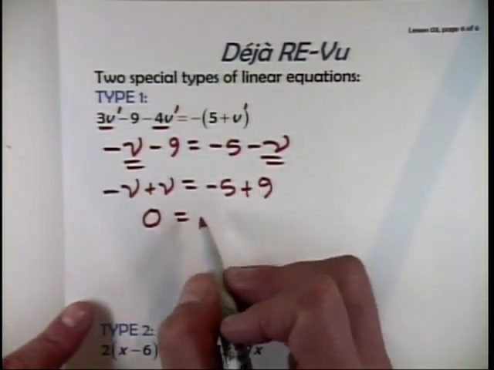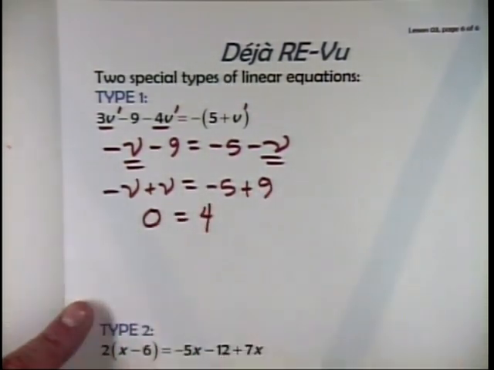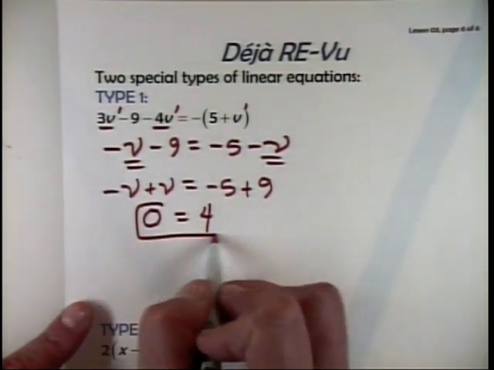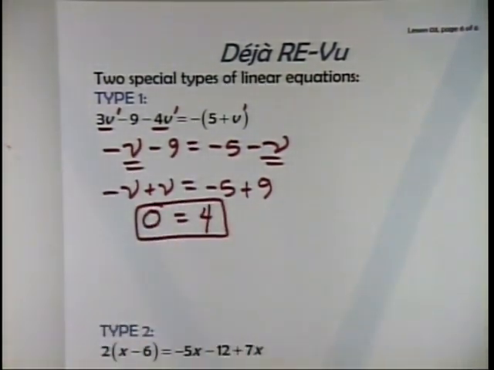And over here I get 9 minus 5. Well, that's 4. So we get down to this right here. We get down to the statement or the equation that 0 equals 4. Well, you're sitting at home going, what? 0 does not equal 4, Mr. Corpy. And you are right. It does not equal 4.